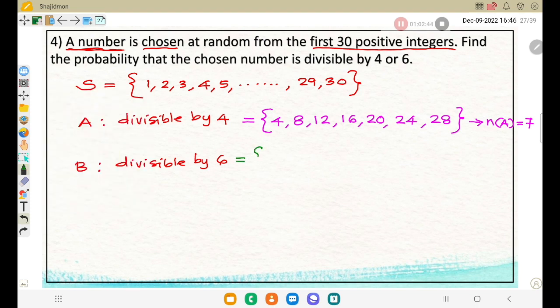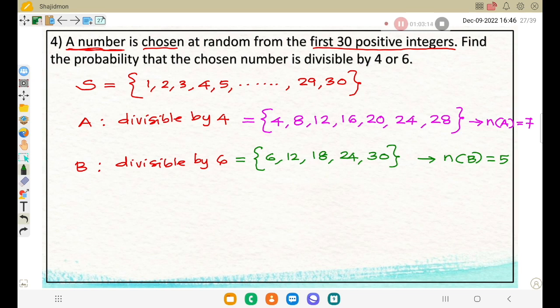Now divisible by 6. What are the numbers divisible by 6? Multiples of 6. So 6 plus 6 is 12, 12 plus 6 is 18, 18 plus 6 is 24, 24 plus 6 is 30. So how many numbers are in B? The number of elements of B equals 5. So we got the A set, the B set, the number of elements of A, and the number of elements of B.